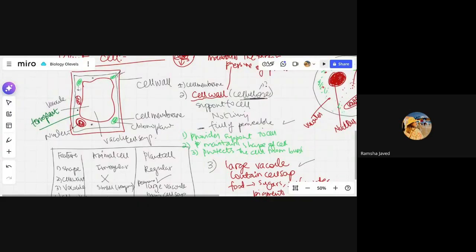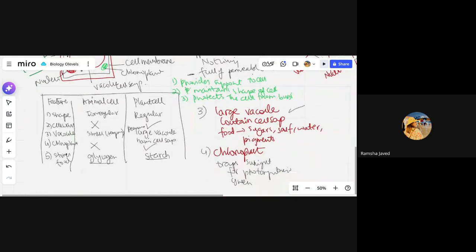And also the plant cells have chloroplast inside them. Animal cells do not have chloroplast. Why? Because plant cells need to carry out photosynthesis. So these green structures are chloroplast found inside the plant cells. Okay, these are the differences between animal and plant cells.